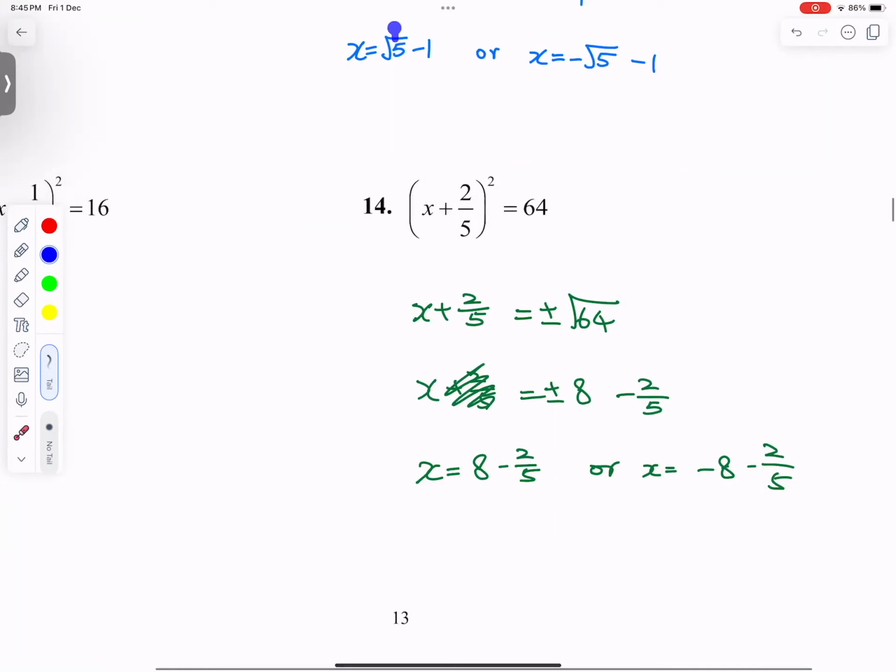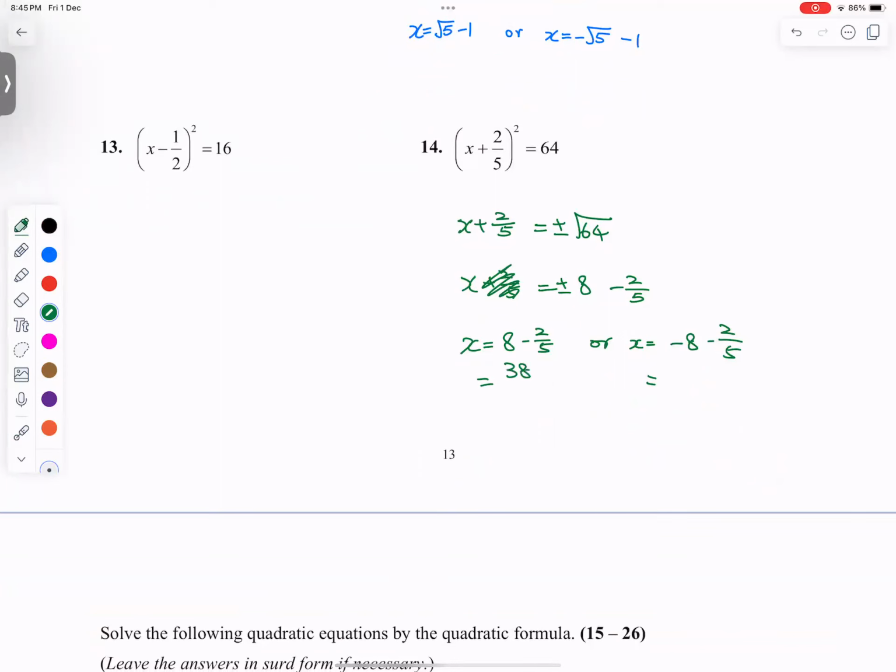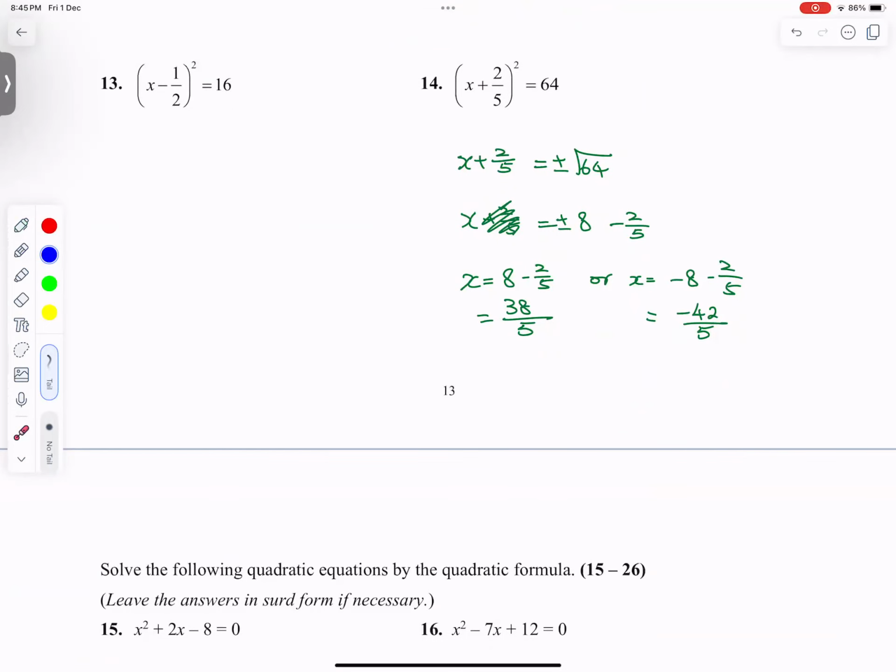Because for square root 5, you can't click calculator, it's ugly numbers. But this one you can. Then you calculate as well. What is the final answers? It's very rare to have final answers. 38 over 5. Yep. And then the other one as well. Negative 42 over 5. Yep, good.